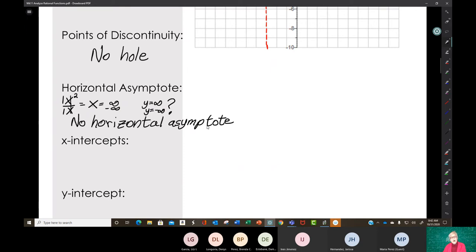There is something called an oblique asymptote, but we're not going to talk about it in this class. If you take calculus, you'll learn about it. But it's enough in this class to say, no, there's no HA. Isn't that sad to not be able to find a laugh? Oh well.